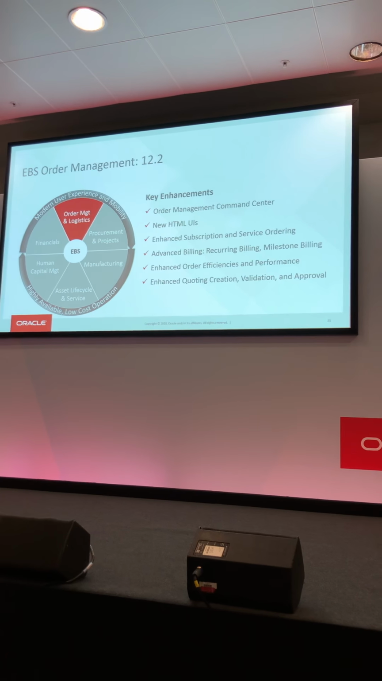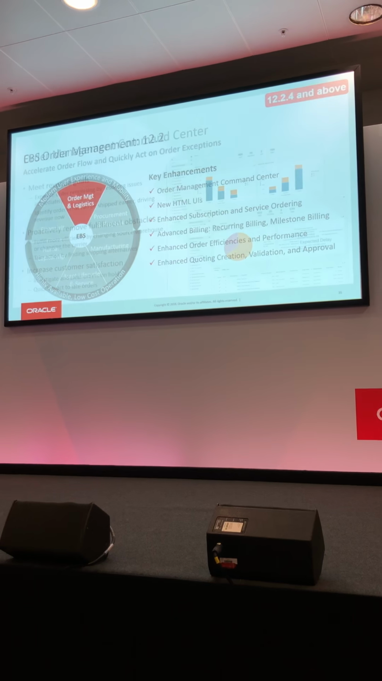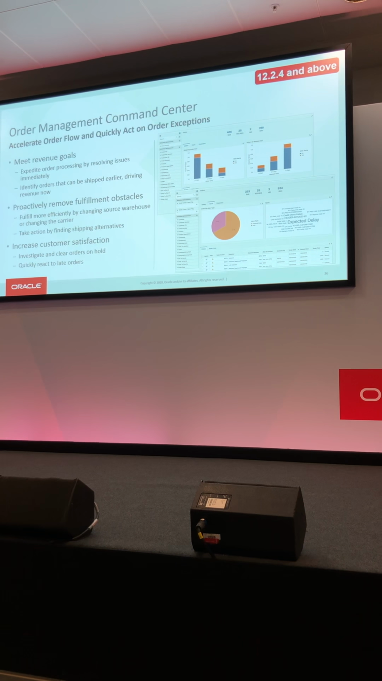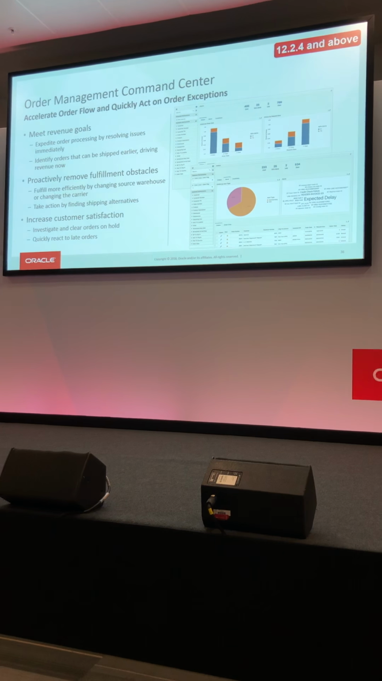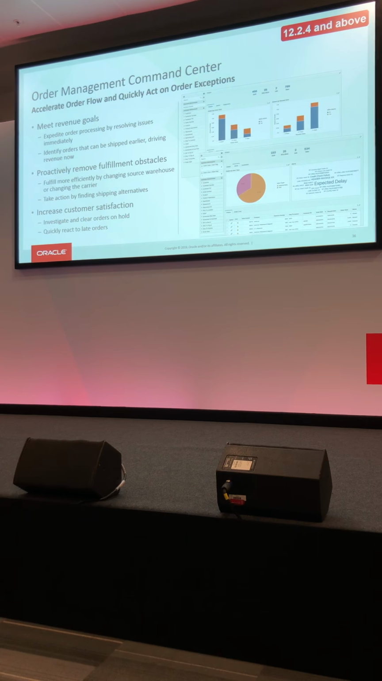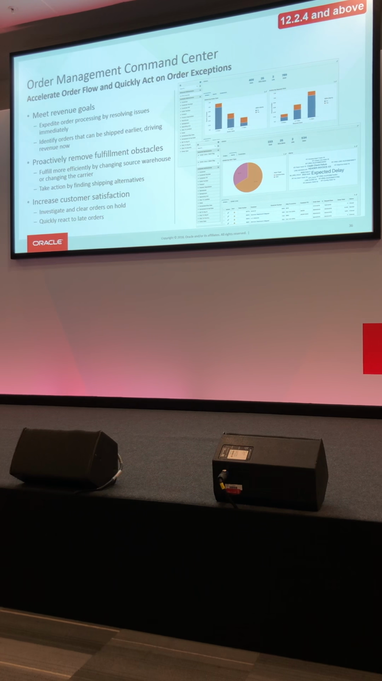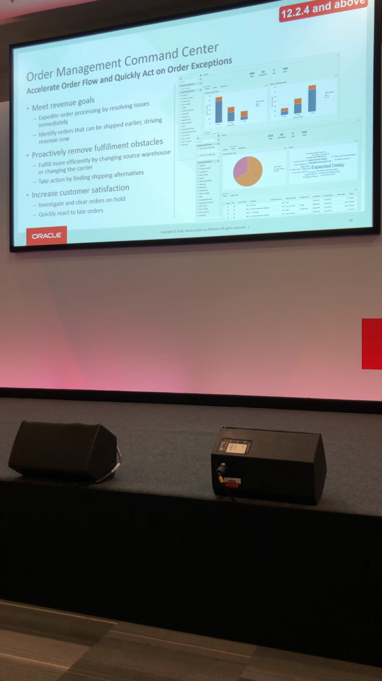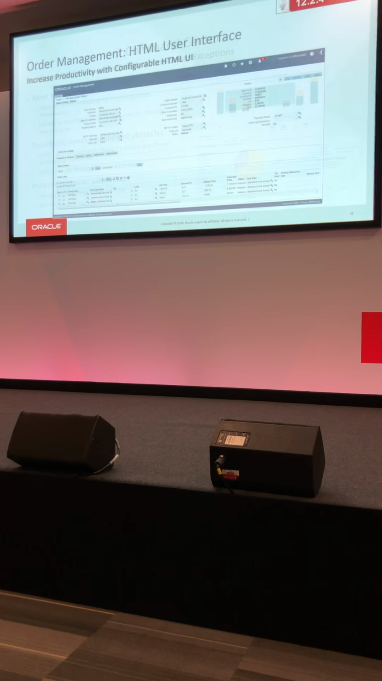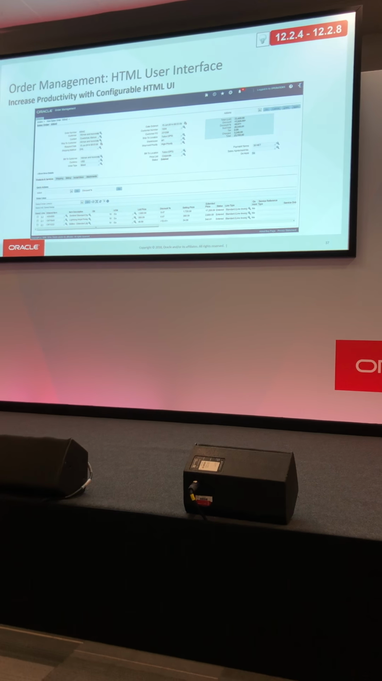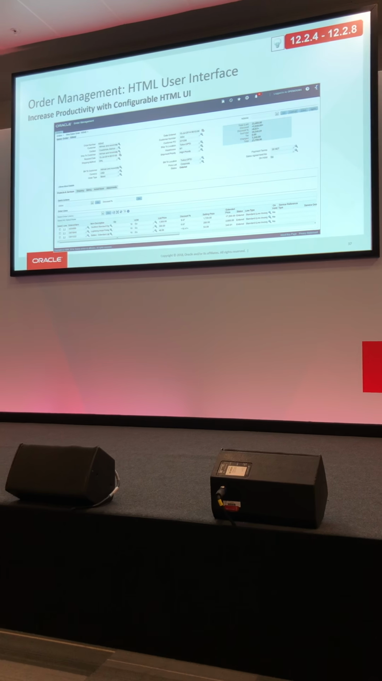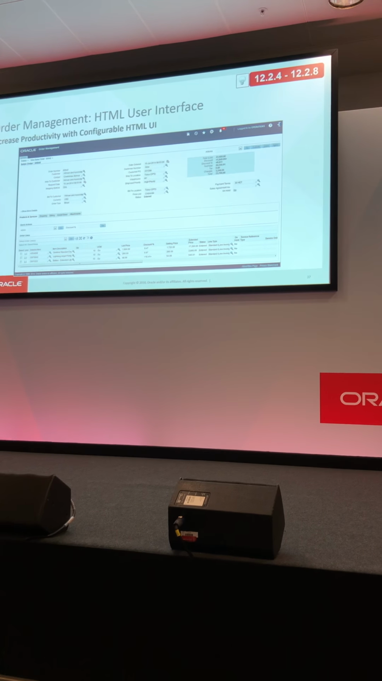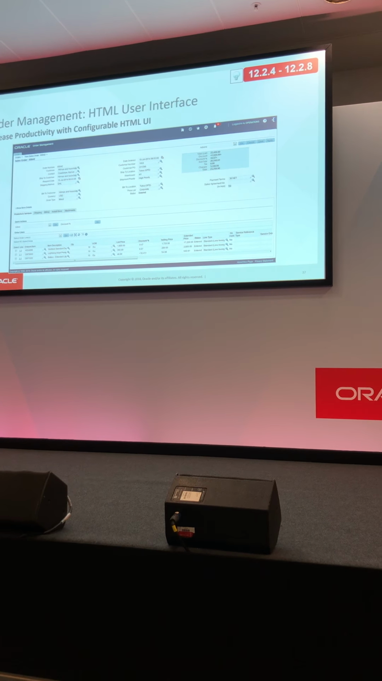Okay, switching gears to order management. In order management, we have a new command center so that you can help resolve and expedite orders that might be otherwise at risk of shipping late. You can find orders that are on hold and drill around and find out why they're on hold and expedite them to release them so you can meet your customer commitments. We also, in 12.2, have an order management HTML UI. So those of you on 12.1 are using the order management form that's forms-based. When you get to 12.2, you have an HTML alternative you can choose.